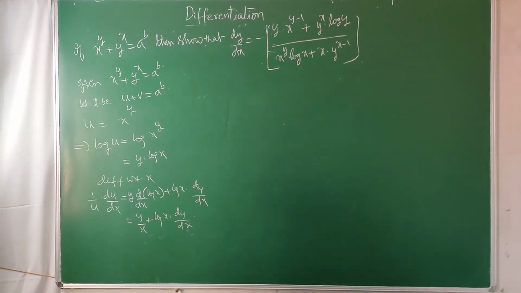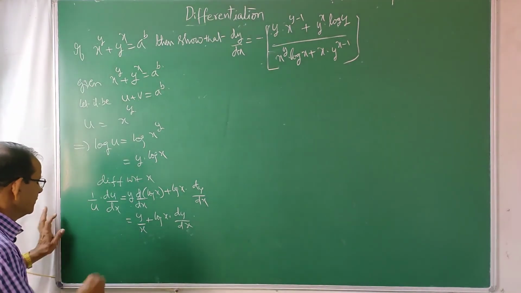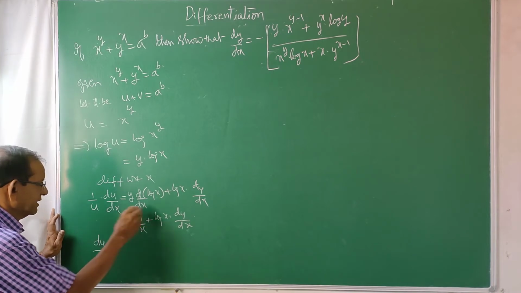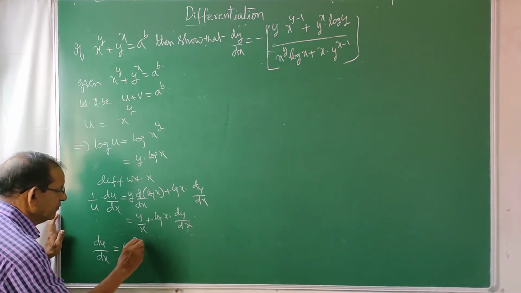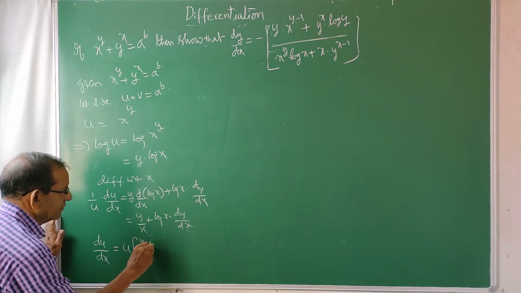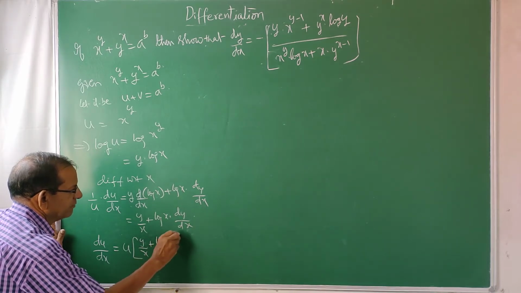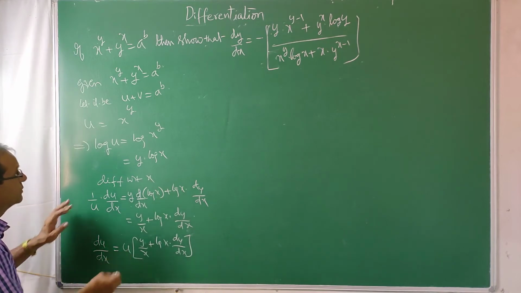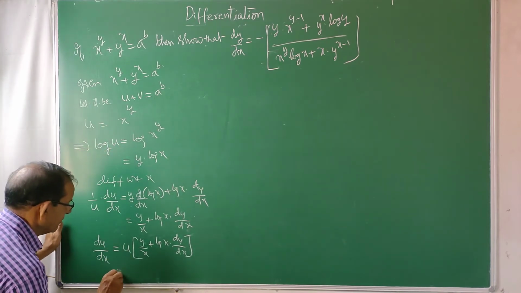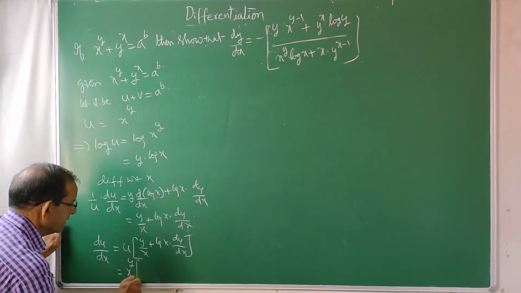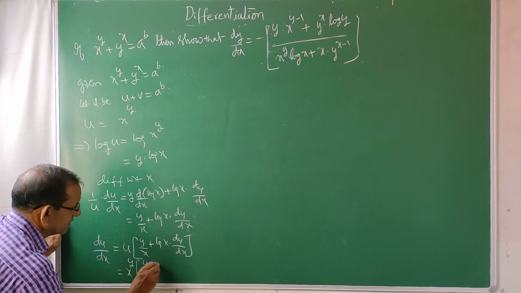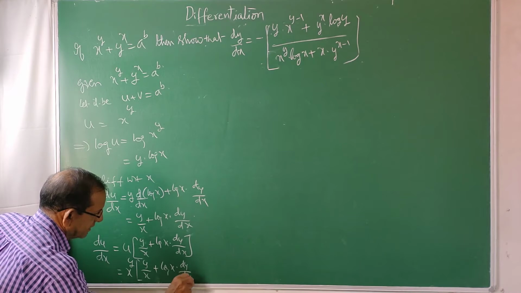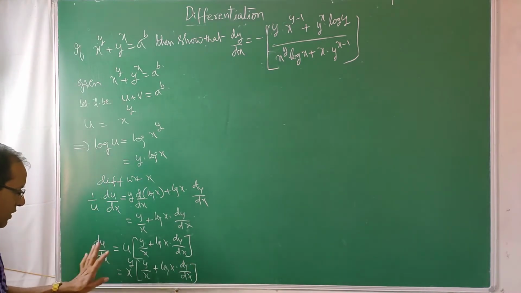Next, du by dx is equal to, take cross multiplication, u into y by x plus log x into dy by dx. But u value how to substitute? U is nothing but x power y. So x power y into y by x plus log x into dy by dx. So keep it as 1.